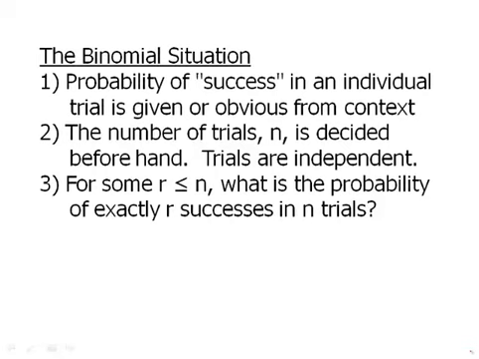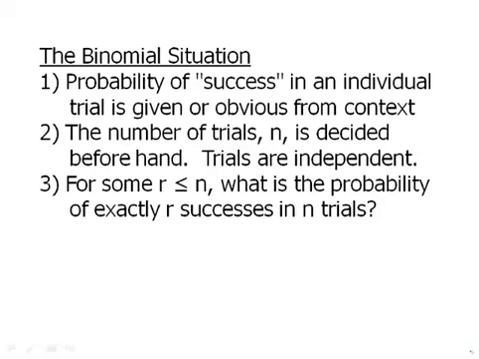2, the number of trials is decided beforehand. So, in other words, that's just the way that the problem is framed. The problem frames, all right, 10 coins are going to be flipped. So that's not up for debate. We know there are going to be 10 trials. So that's already fixed. Those trials are independent. And then the question is, within those 10 trials, how often does something happen? So for some number r, that could be less than n or equal to n, what is the probability of exactly r successes in n trials? So for example, what is the probability of flipping a coin 10 times and getting exactly 5 heads? What is the probability of rolling 7 dice and getting exactly 2 6s? Something like that. These would be the binomial situation.